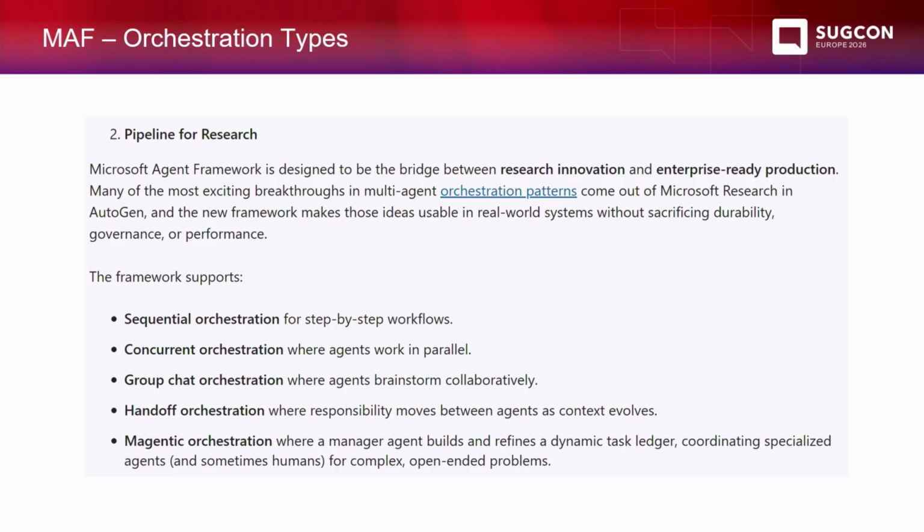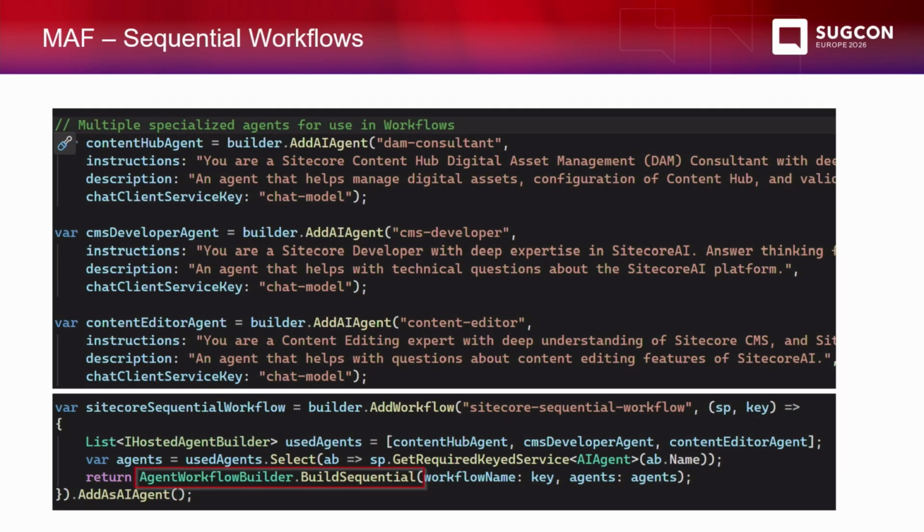And then finally, magentic orchestration, which is where you have a manager agent that will create a ledger of tasks that the other agents and also humans can interact with. A really simple example: these are essentially dummy agents that I'm creating here. So I've got a content hub agent, a CMS developer agent, and a content editor agent. And you can see down the bottom here how I'm essentially building the workflow. You've got this agent workflow builder, build sequential.